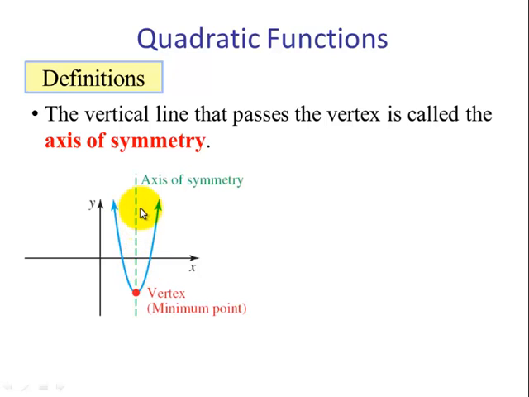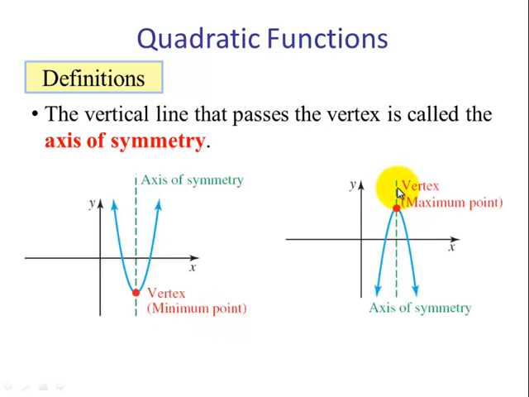Here we have the axis of symmetry. This is the vertex. The vertex will always be on the axis of symmetry, and in this case, for this parabola, this vertex is a minimum point. For this example, the vertex is a maximum point, and again, the vertex is located on this axis of symmetry.